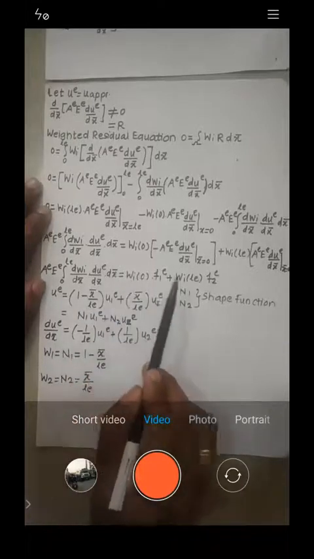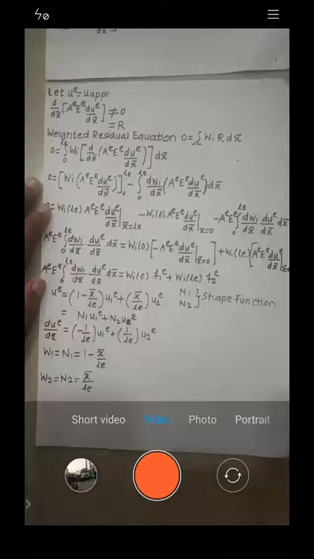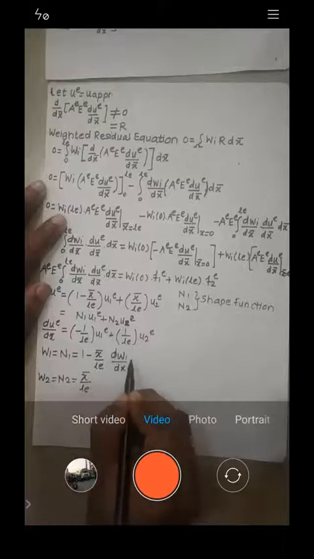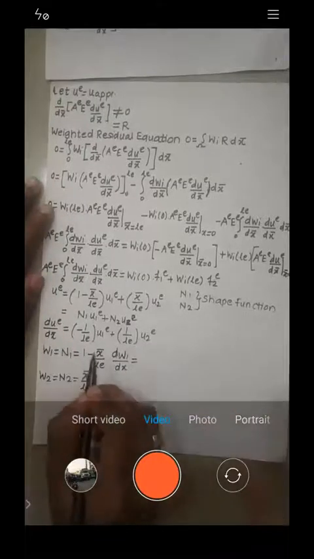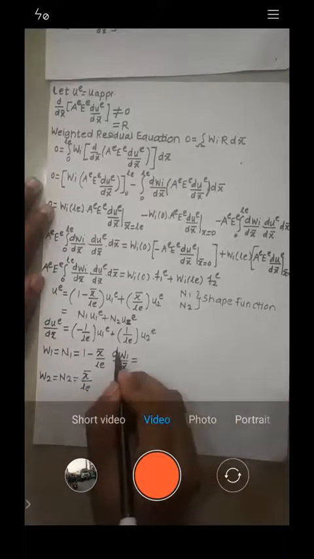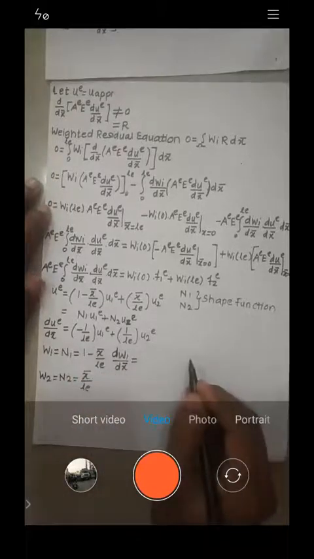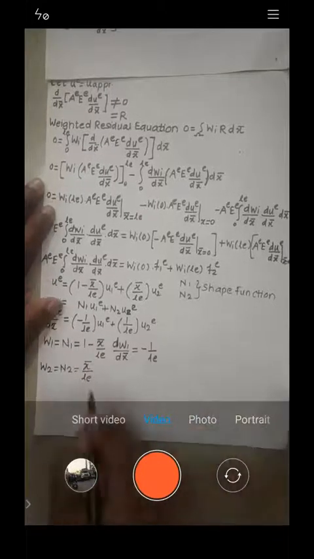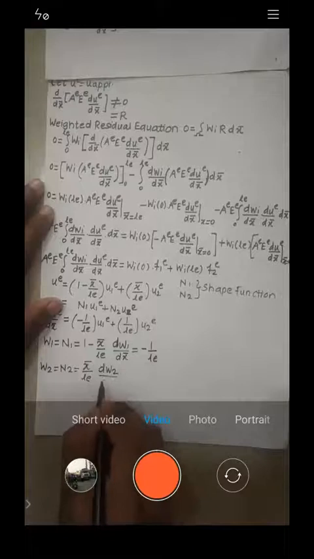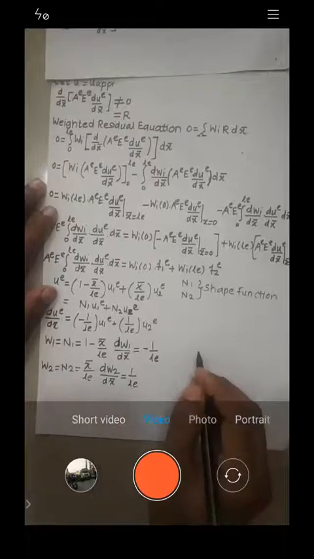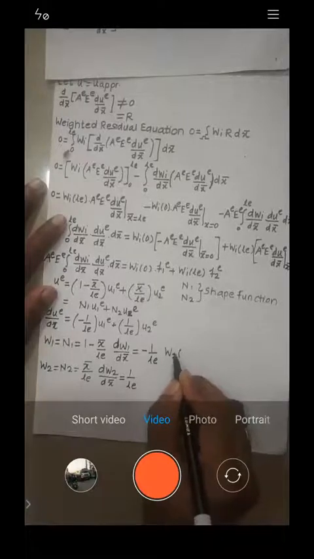We require the derivative of the weight function, right? So what is dW1 by dx? What is the derivative of the first weight function with respect to x bar? Minus 1 by LE. Now tell me, what is the derivative of this with respect to x bar? Plus 1 by LE. Now tell me, what is this weight function W1 when you put x as 0?